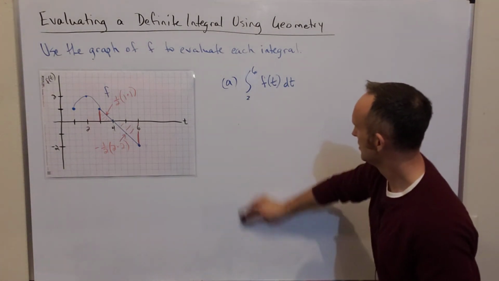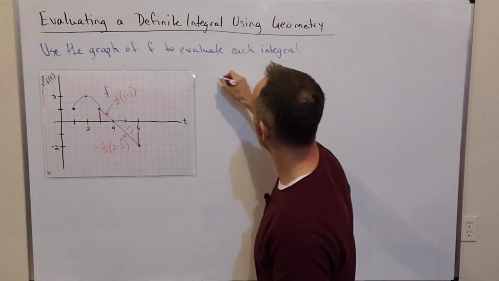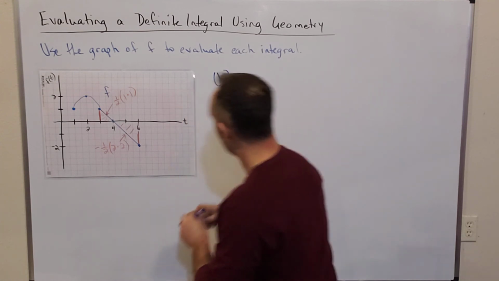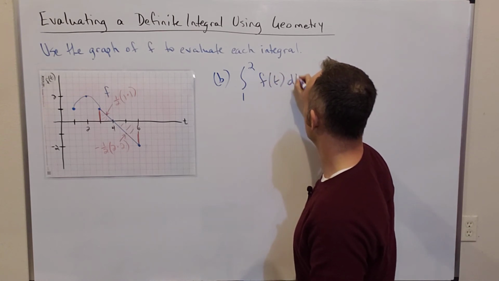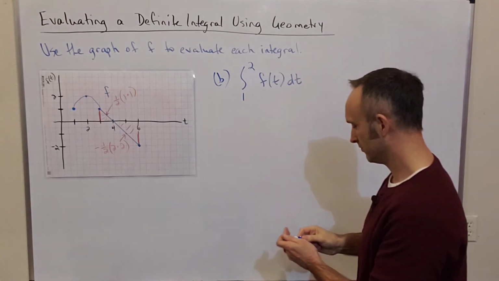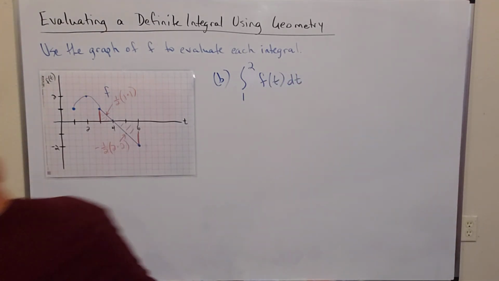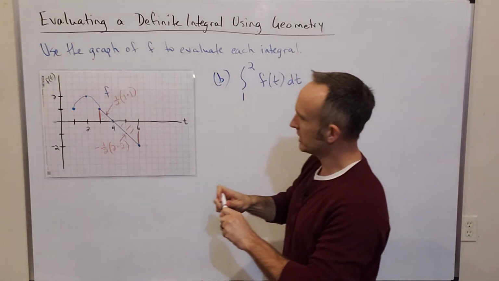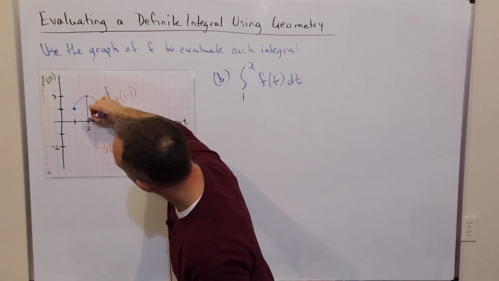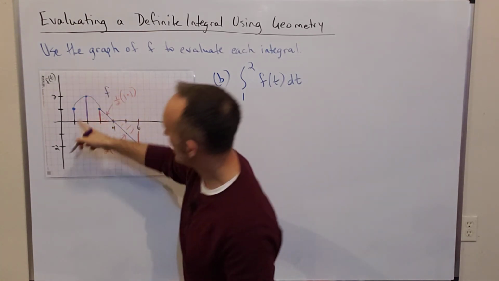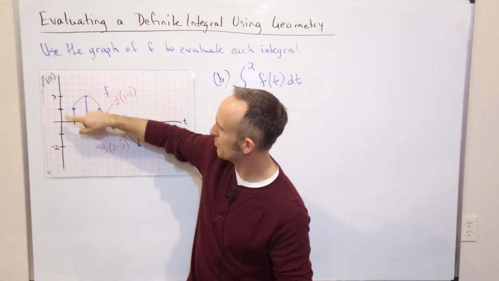Let's do one more, just for good measure, and look at example B. Example B is the integral from 1 to 2 of f of t dt. Okay? The integral from 1 to 2 of f of t dt. And so in this case, what we're looking for is the area under the curve, which now is going to be this area right here under half of this top circle.